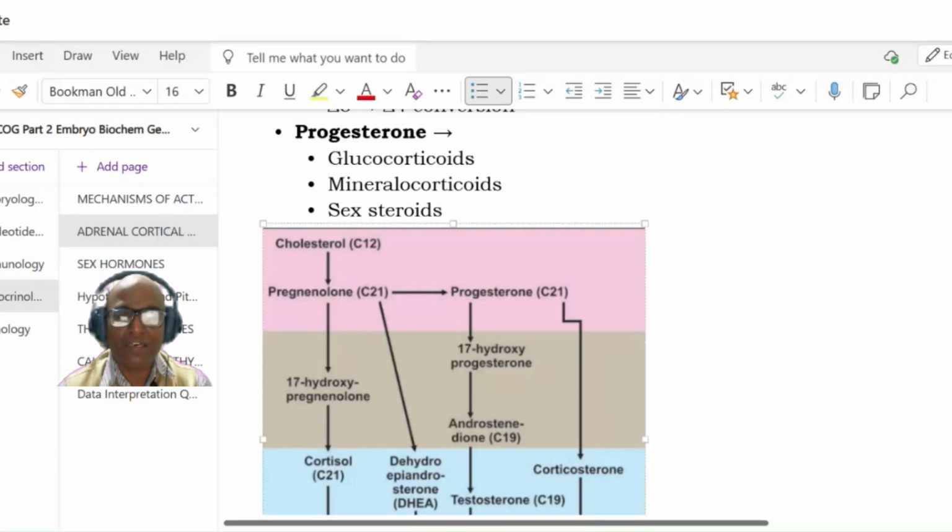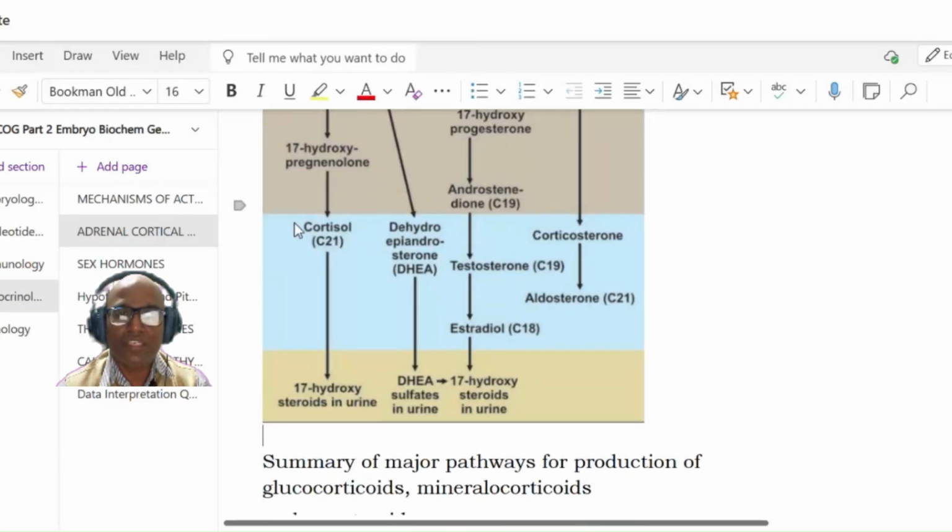And further down, you see the main hormones which are produced. That is cortisol, which is a 21 carbon molecule. Then dehydroepiandrosterone, DHEA, is produced. Then you get testosterone, which is a 19 carbon compound. Then estradiol, which is an 18 carbon molecule. Then corticosterone, and aldosterone, which is also a 21 carbon molecule. And these are the final metabolites which are excreted.